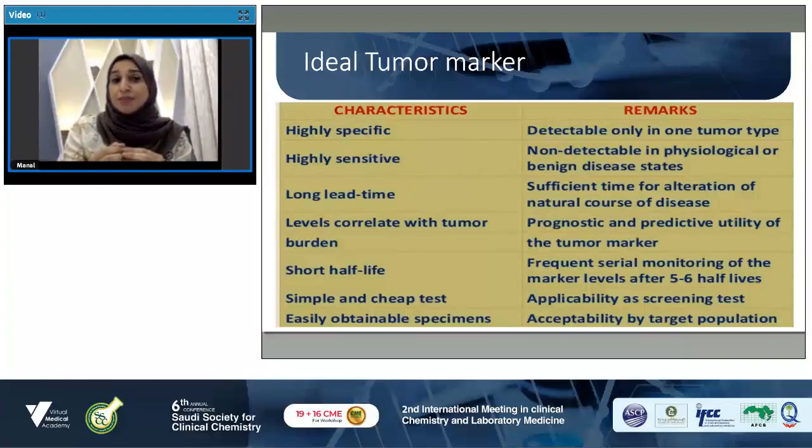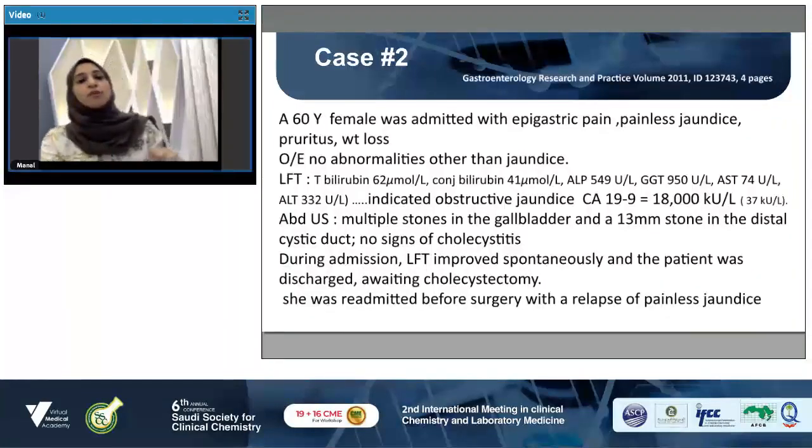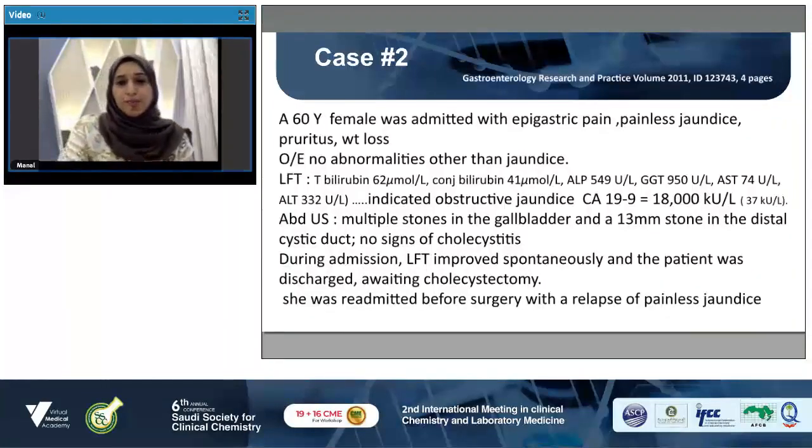A short half-life is important because we want frequent serial monitoring of the marker level after 5 or 6 half-lives. For us in the lab, we want a very simple and cheap test, where it's easy to obtain the specimen. These are the characteristics of an ideal tumor marker. Let me take you to case 2.